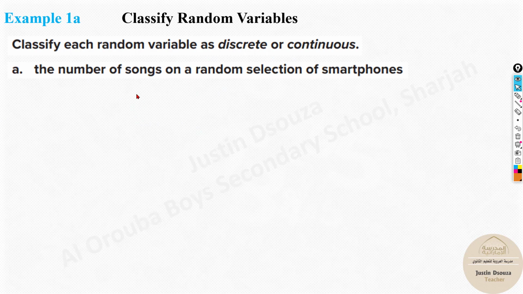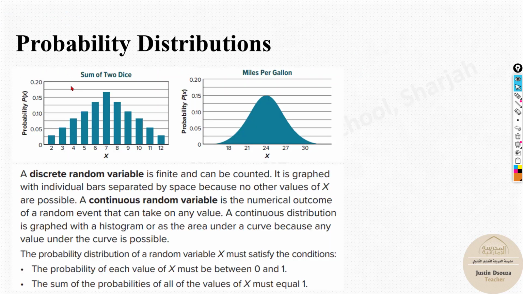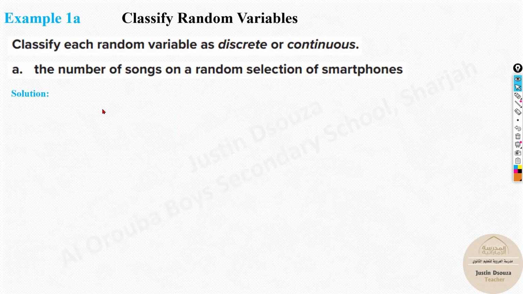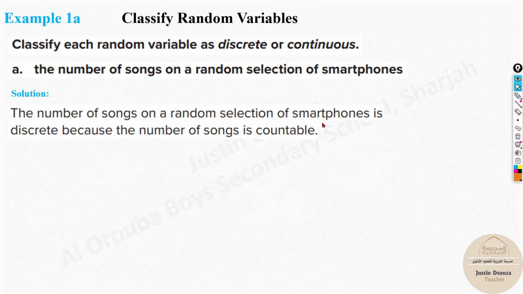Now imagine you are checking the number of songs on a random selection of smartphones. Now you're looking for a song list. Is that countable? What I would like you to think of is, is it a whole number? It's like one, two, three, four. Yes, it's countable. It's a whole number. It is discrete. You can use the first graph for this. It's discrete, okay? Because it's countable.